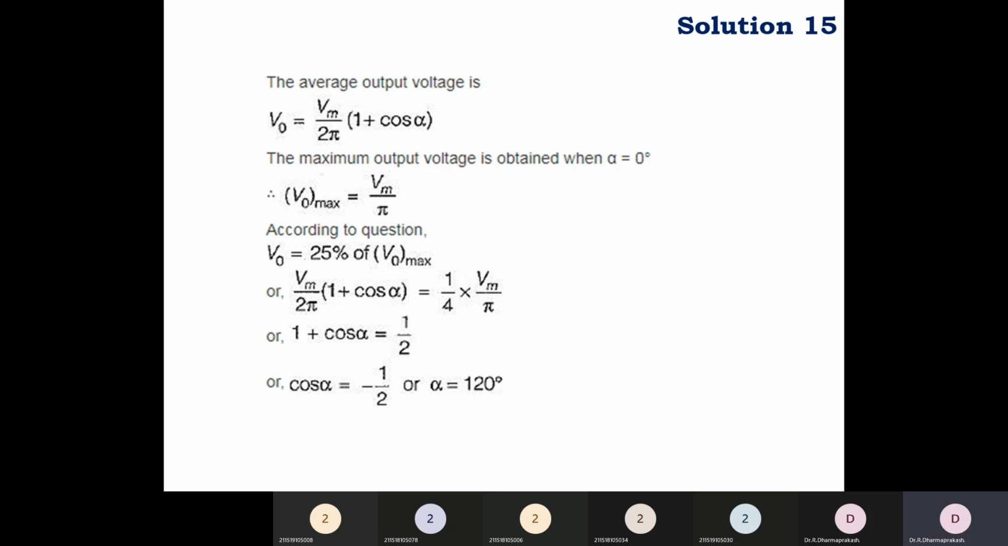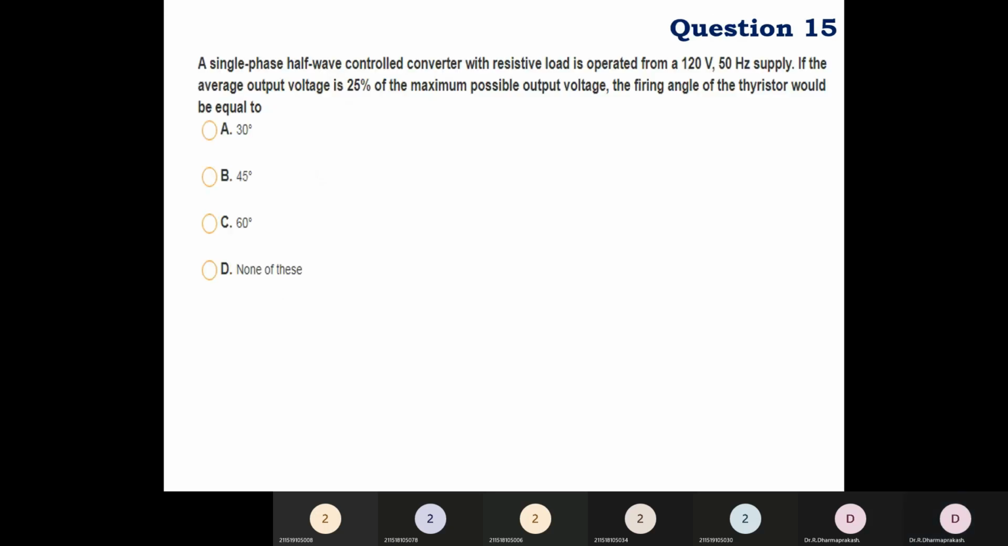So when you are equating and finding the value of alpha, Vm by pi will be cancelled, 2 and 4, it is 1 by 2. And cos alpha becomes minus half, and alpha will be equal to 120 degrees. So in this, the answer is, they have not given any 120 degree, none of these.